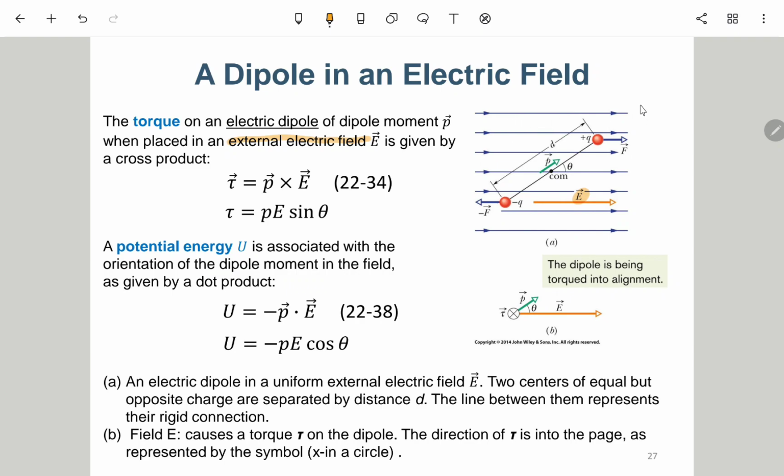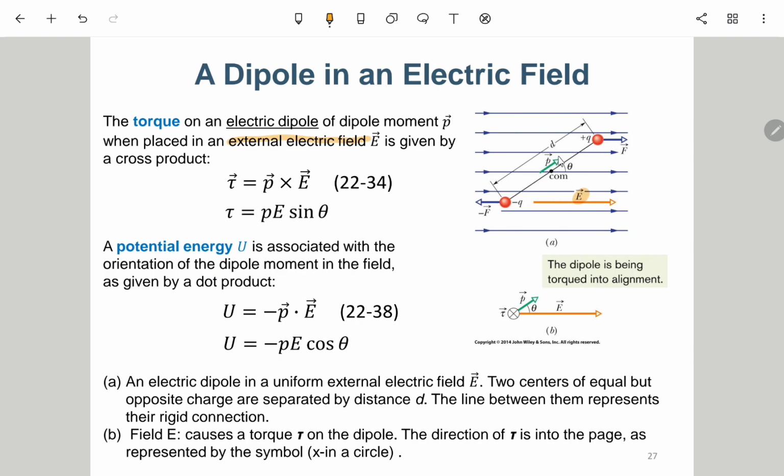Okay, so here is the figure to demonstrate this situation. So here we assume we have an E field pointing to the right side, and this is the dipole. We assume that we have a Q and negative Q with a distance D, and it is a fixed structure. So these two charges cannot be moved relatively. Okay, so it must hold like a fixed thing placed there.